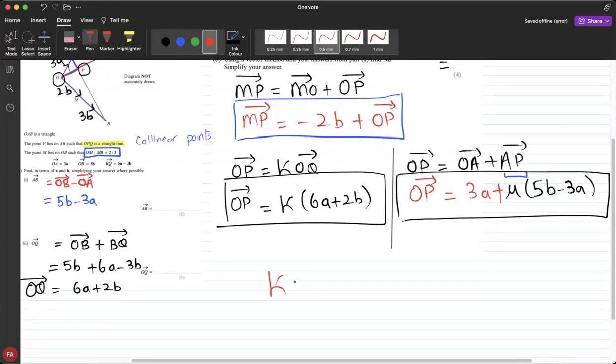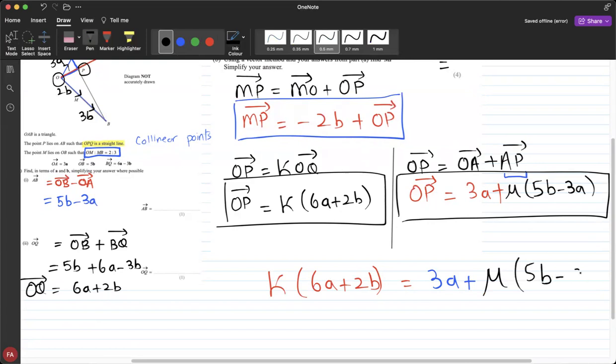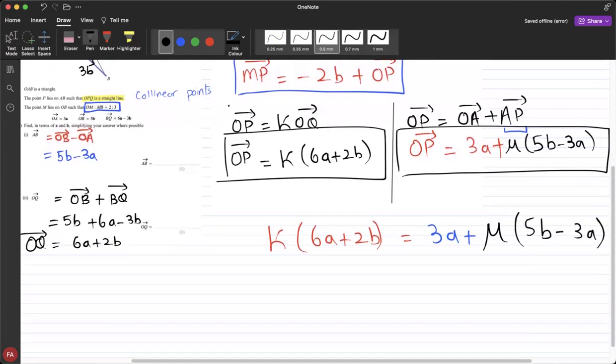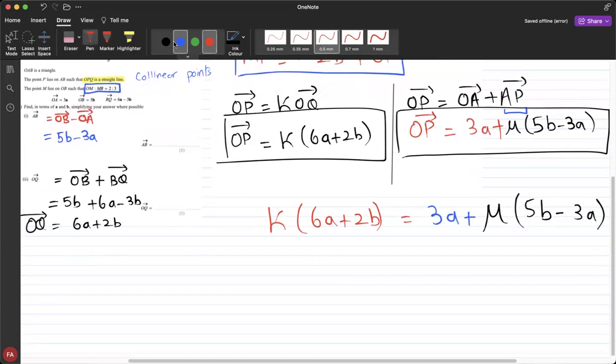So I can write this down as k(6a + 2b) is equal to 3a + mu(5b - 3a). At this point, you can actually start comparing the a values and the b values because we know they're corresponding values. So from the left side, that's going to be just k times 6a. So k and then 6a.